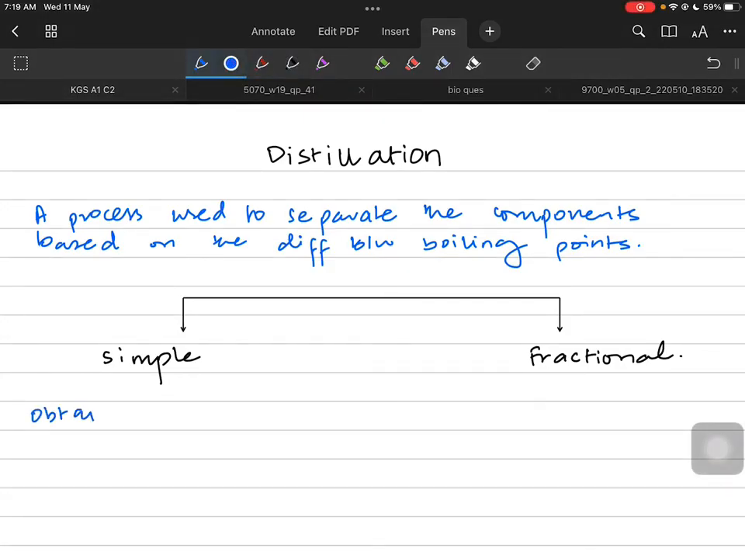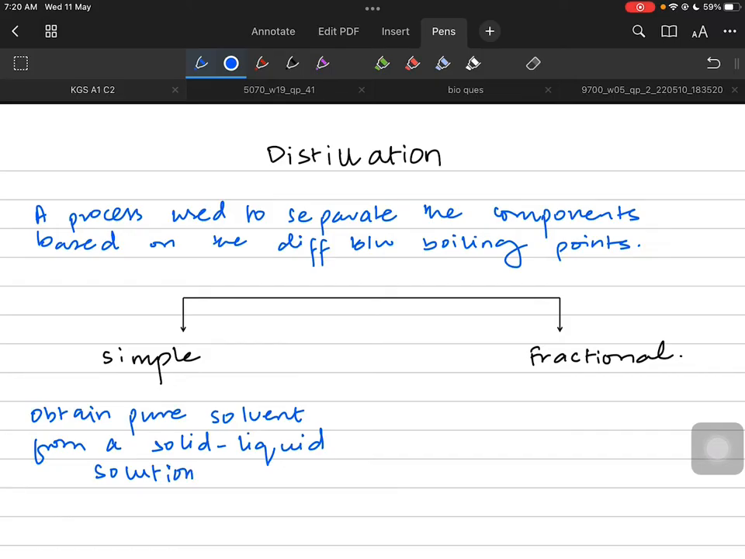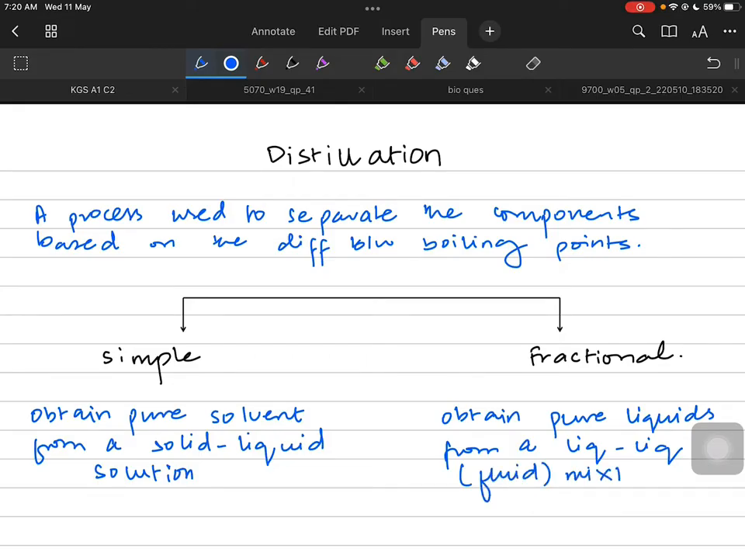In simple distillation, we obtain the pure solvent from a solid liquid solution. It may be a solution of copper 2 sulfate in water. It may be a solution, for example, ink components dissolved in water. While in fractional distillation, we obtain a pure liquid from a mixture of liquids. A mixture of liquids can be, for example, water and ethanol. It can be a mixture of two different organic solvents like heptane and hexane.